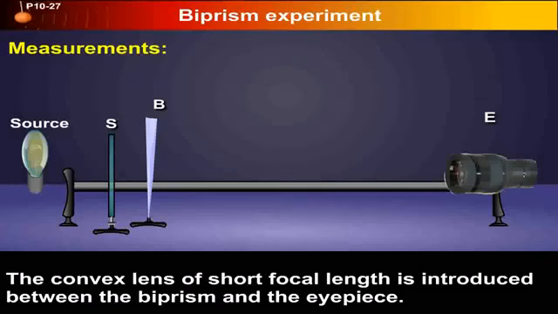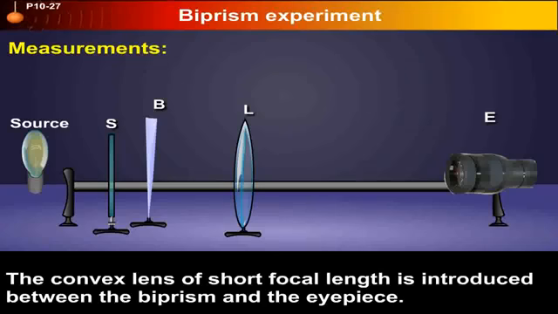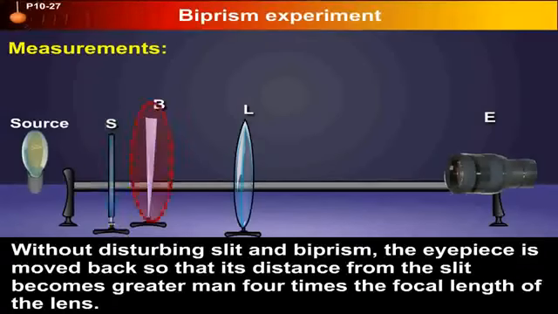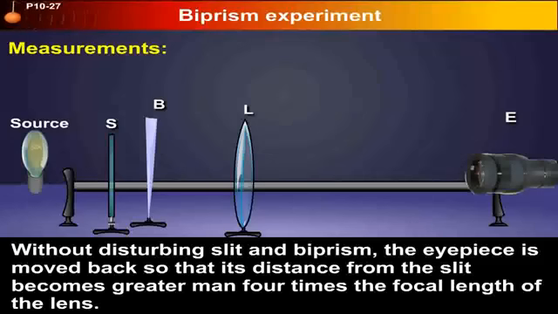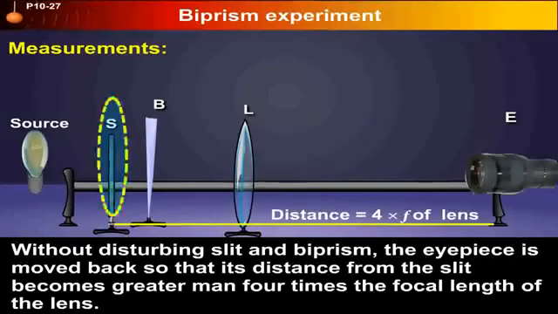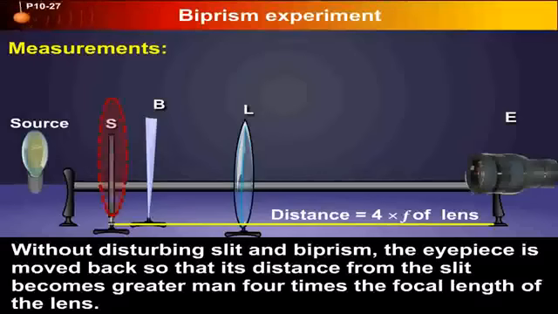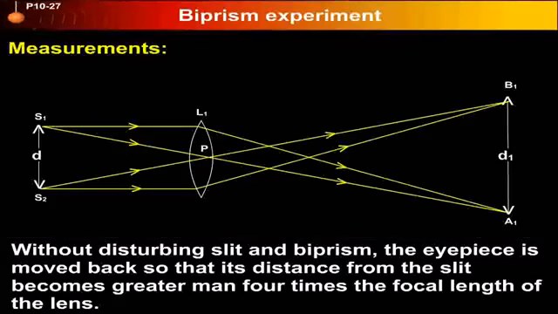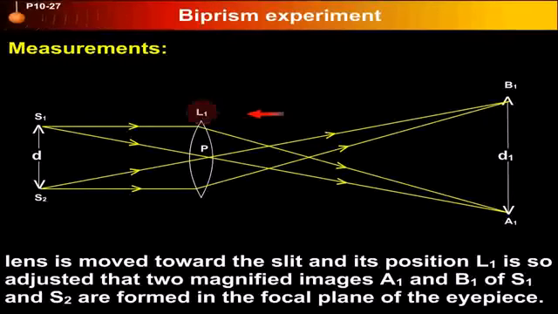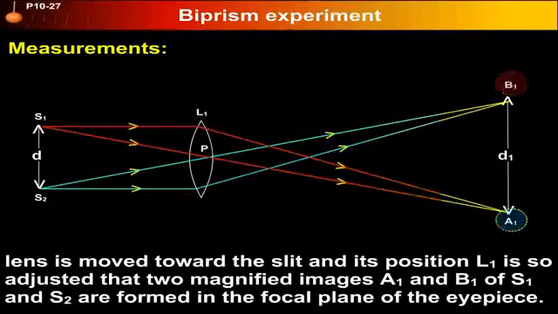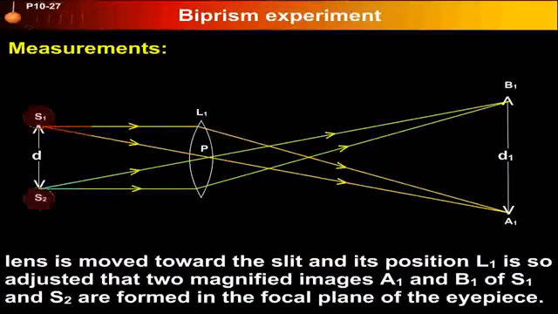The convex lens of short focal length is introduced between the biprism and the eyepiece. Without disturbing slit and biprism, the eyepiece is moved back so that its distance from the slit becomes greater than 4 times the focal length of the lens. The lens is moved towards the slit and its position L1 is so adjusted that two magnified images A1 and B1 of S1 and S2 are formed in the focal plane of the eyepiece.